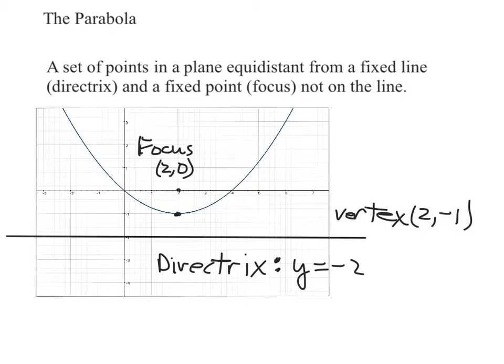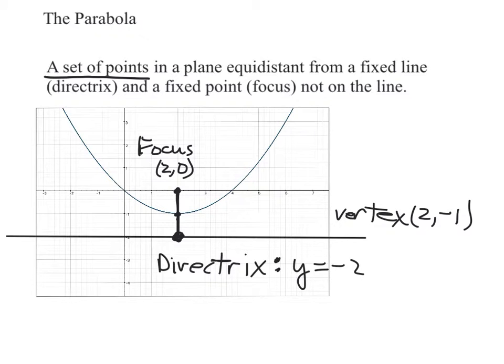Here is a parabola that has vertex of (2, -1). The focus would be located at (2, 0), and the directrix at y equals -2. We will start by looking at the definition in terms of the focus, the vertex, and the directrix. The vertex would be in the set of points that's equidistant to the directrix and to the fixed point of the focus. The distance between the two will be equal.